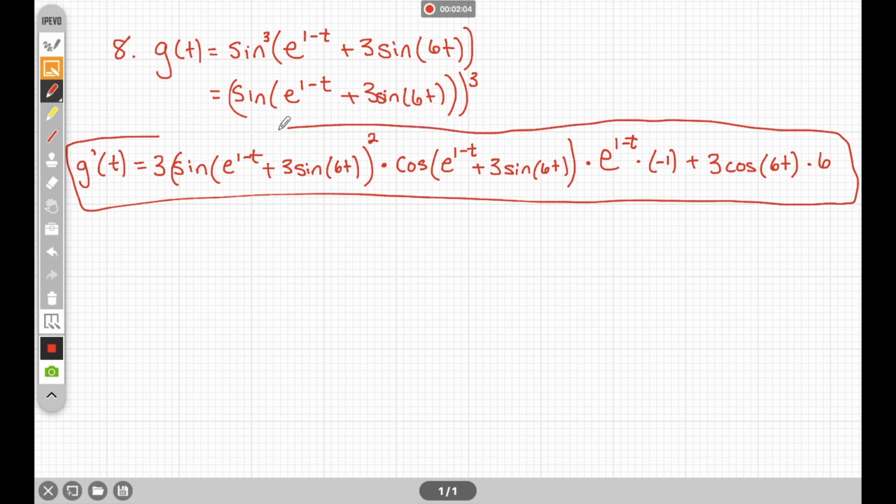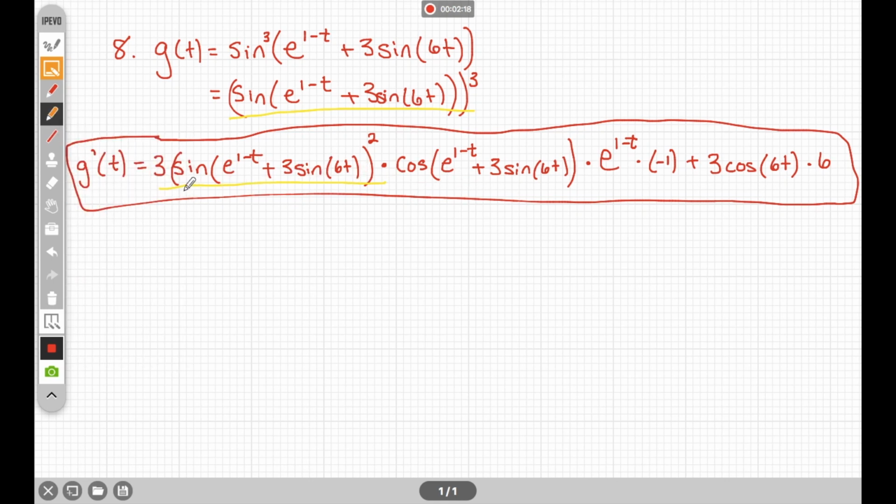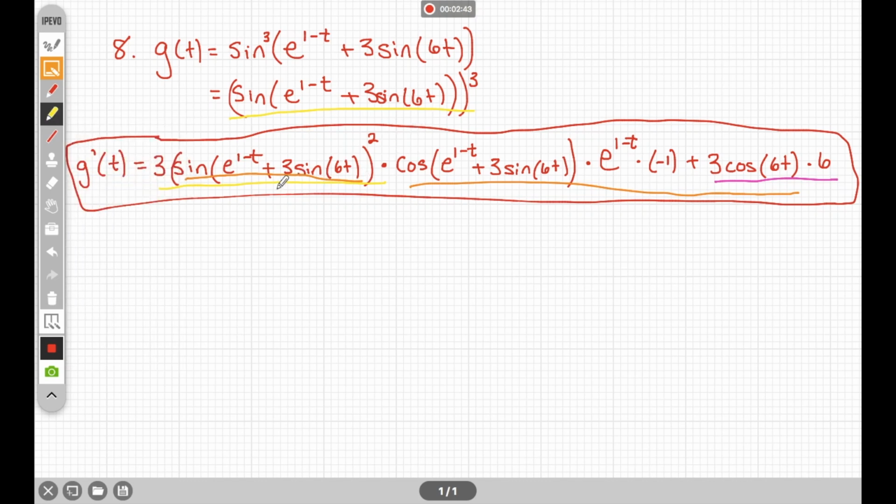Notice how I'm just applying the derivative rule and then I'm stopping. So if you look back at this, the outer function was an exponential, so that's here. Then we took the derivative of the inside function, which is sine of that, so that's this. And then the derivative of the 3 sine 6t becomes right here, which is another chain rule. So literally we have 3 or 4 chain rules all in one problem, so just be careful when you do this problem and just take it step by step.